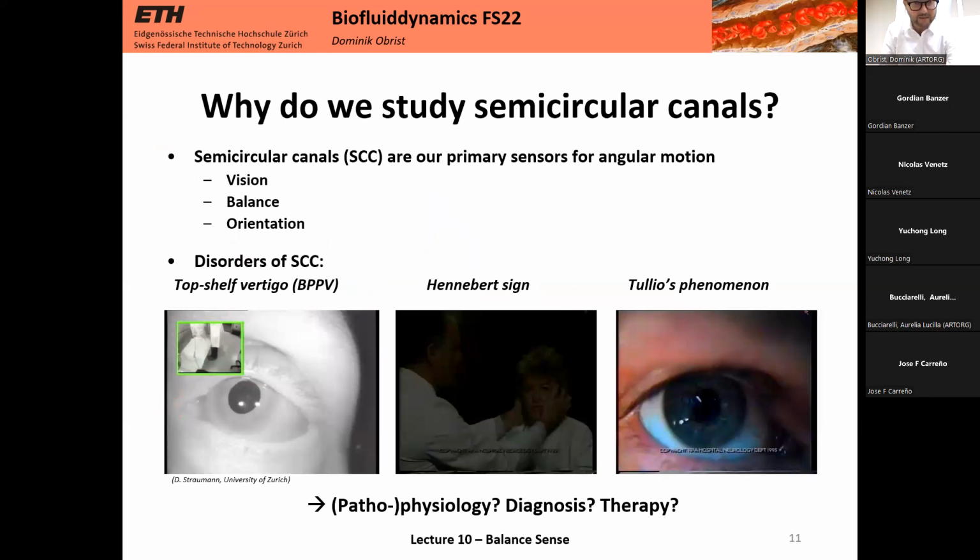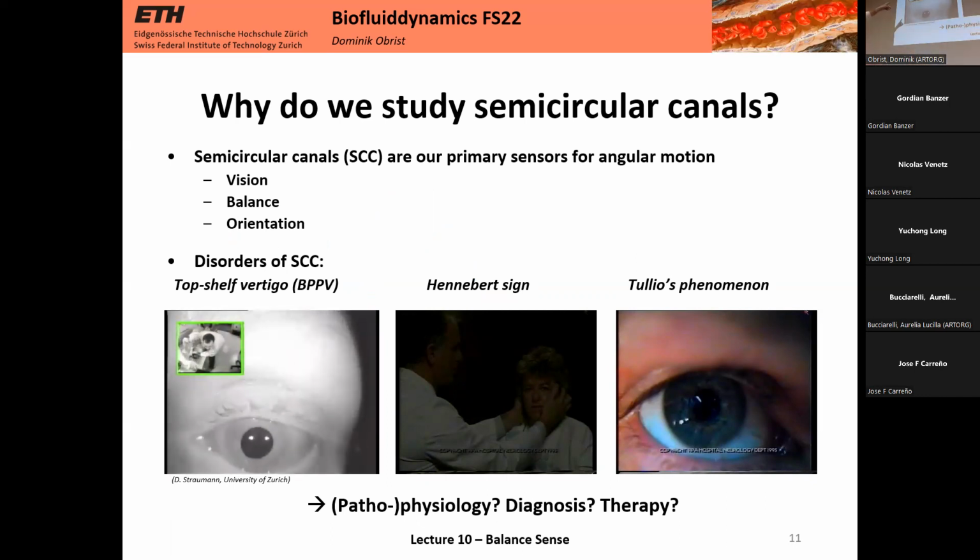These are three diseases. One is the top shelf vertigo. We're going to look at that later on. On the top left in the green inset, you see he moved the patient up and down, and maybe it's a bit difficult to see now, but you see the flickering of the eyes up and down. So this patient has a sensation of motion, even though there is no motion. We'll come back to that.